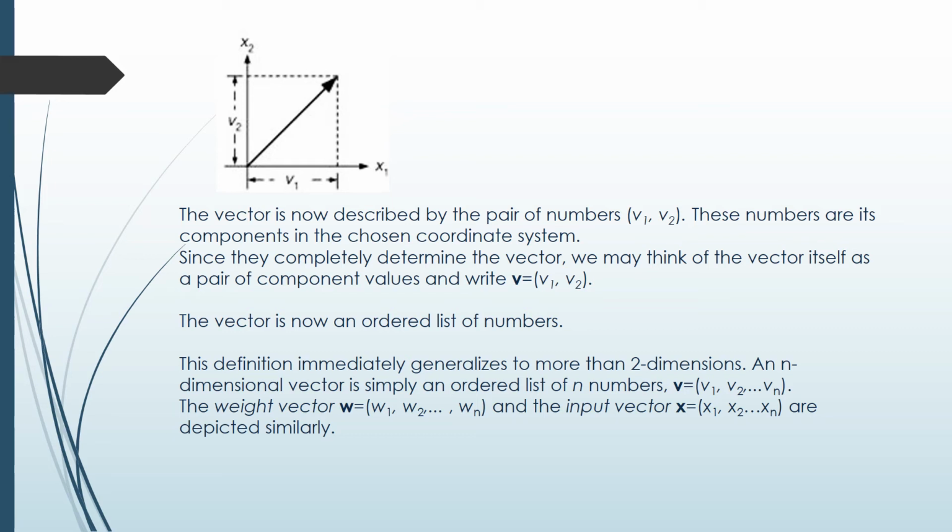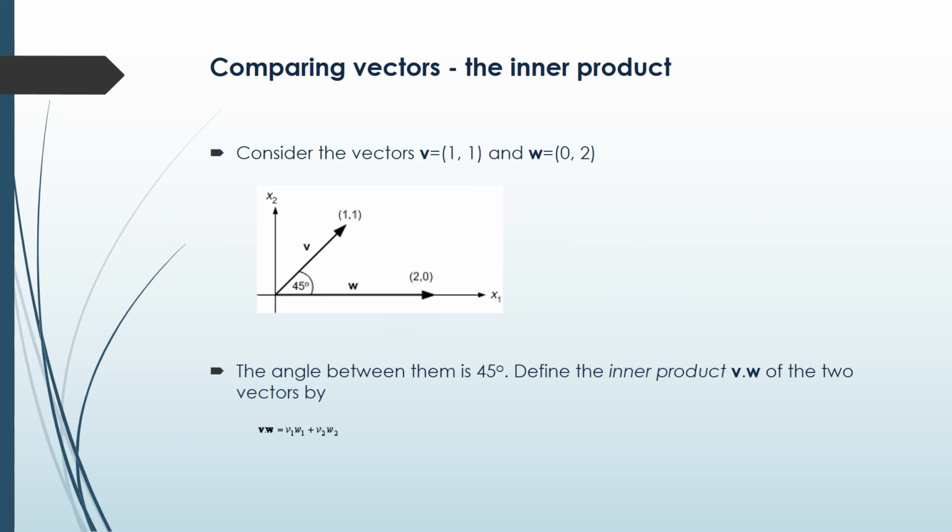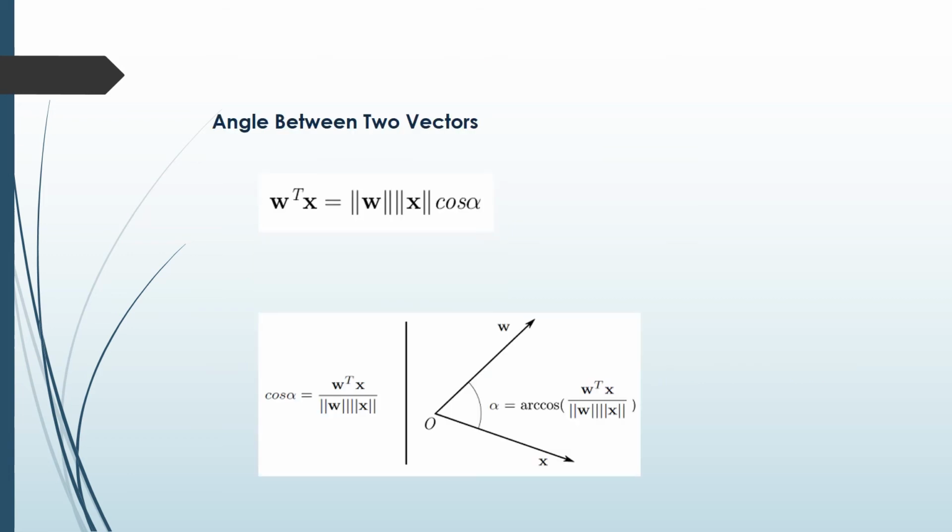An n-dimensional vector is simply an ordered list of n numbers, v equal to (v1, v2, up to vn). The weight vector w equal to (w1, w2, up to wn), and the input vector x equal to (x1, x2, up to xn), are depicted similarly. v.w equal to v1w1 plus v2w2. The angle between two vectors formula is given here.